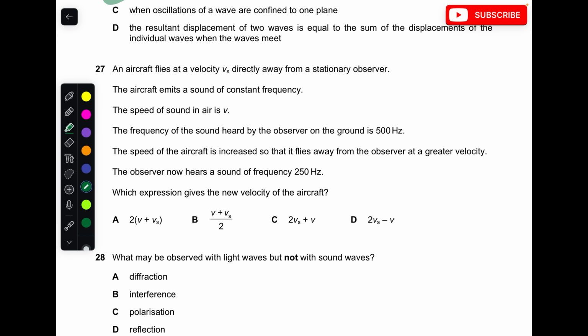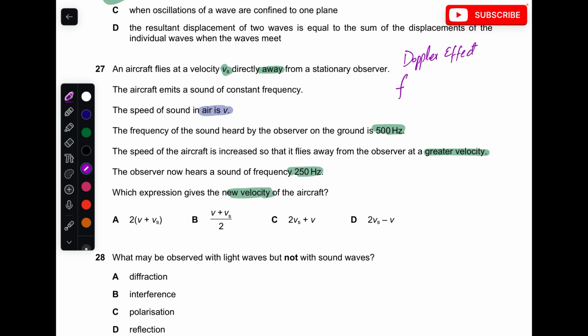27, an aircraft flies at a velocity of Vs directly away from a stationary observer. The aircraft emits a sound of constant frequency. The speed of sound in air is V. The frequency of the sound heard by the observer is 500 hertz. The speed of the aircraft is increased, so it flies away from the observer at a greater velocity. The observer now hears a sound of frequency 250. Which expression gives the new velocity of the aircraft? Okay, so this is, by the way, from the topic Doppler effect.